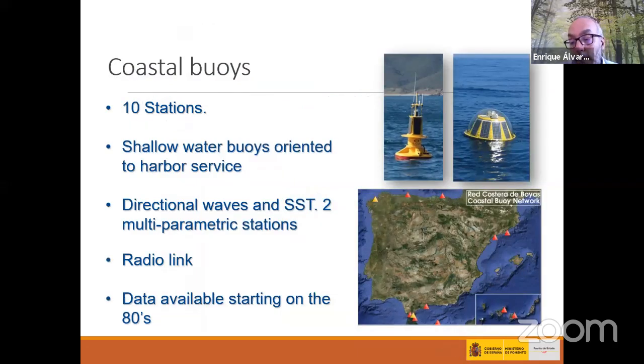Let's go for another network. This is the so-called coastal network. On this occasion we have 10 stations. In the past, there were many more of these buoys in Spain. We reached 22 buoys, but since we deployed the deep water network, these buoys became less and less necessary, and we reduced cost by eliminating some of them, which are being substituted by the more suited deep water buoys. We have here 10 stations.